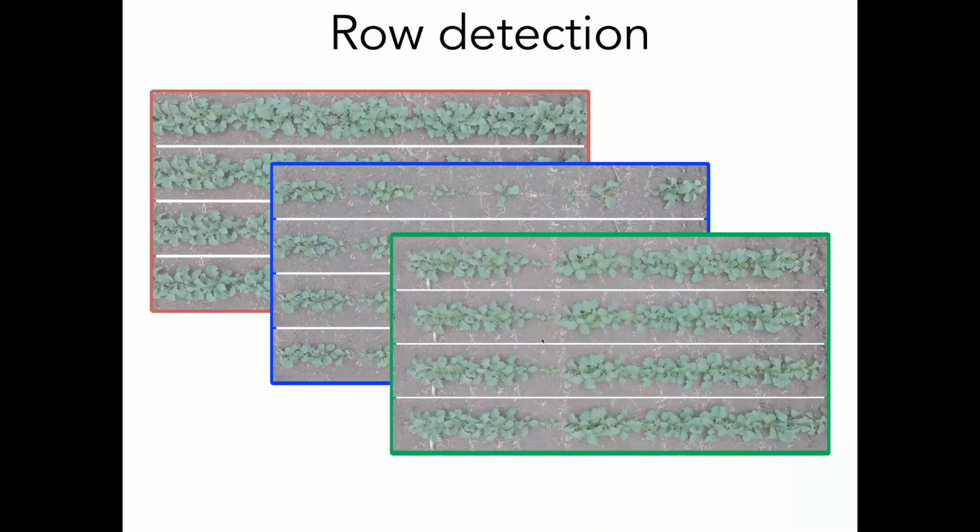This particular approach does right now rely on the fact that you have good distinction between rows. But we think there are ways to extend this to later season images as well, once you have canopy closure.